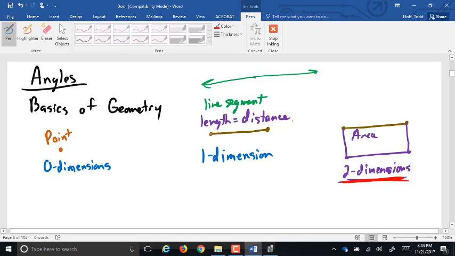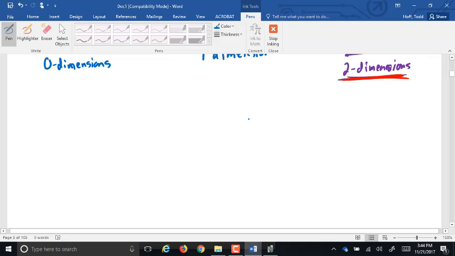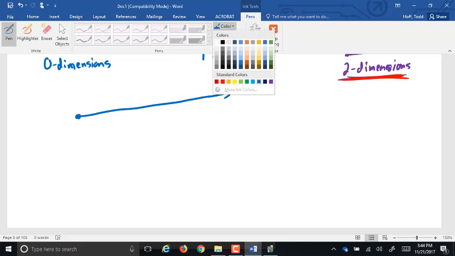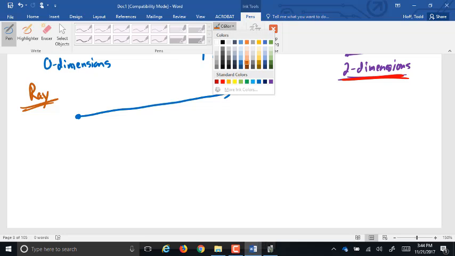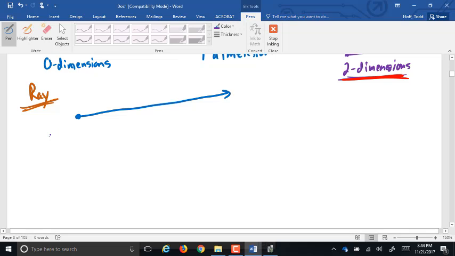For tonight, we're going to come back to this idea here of moving that point in a single direction, and we're going to change it just a little bit. I'm going to take that point, start in one spot, and I'm going to go in a single direction, and I'm going to go on forever. This is what is called a ray. So a ray is defined by 2 things. One, the location of that starting point, and the direction it goes.